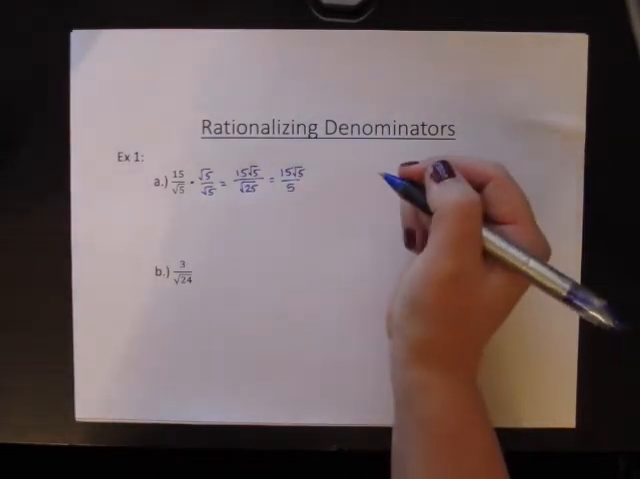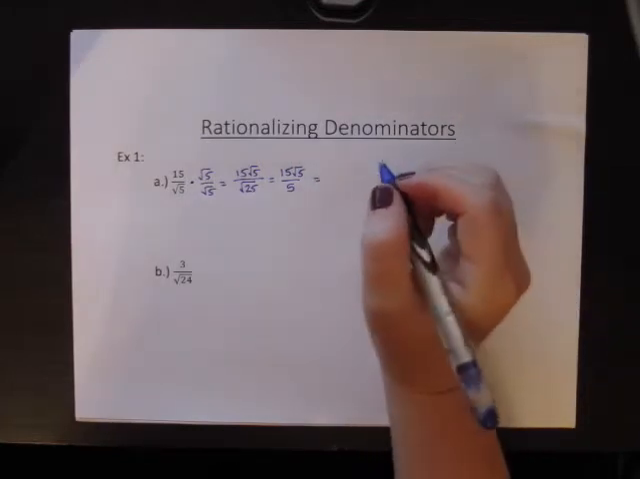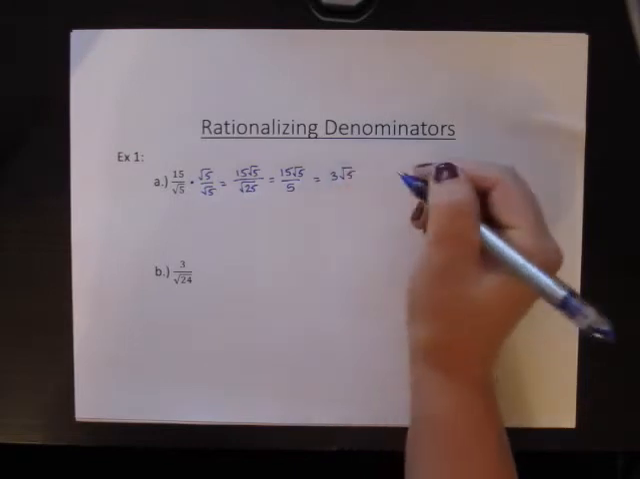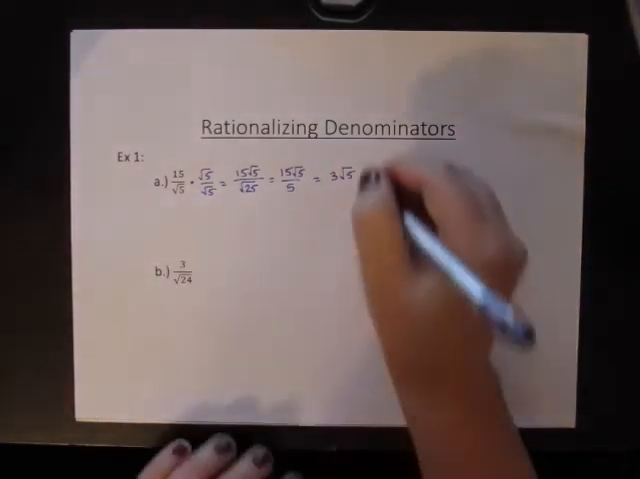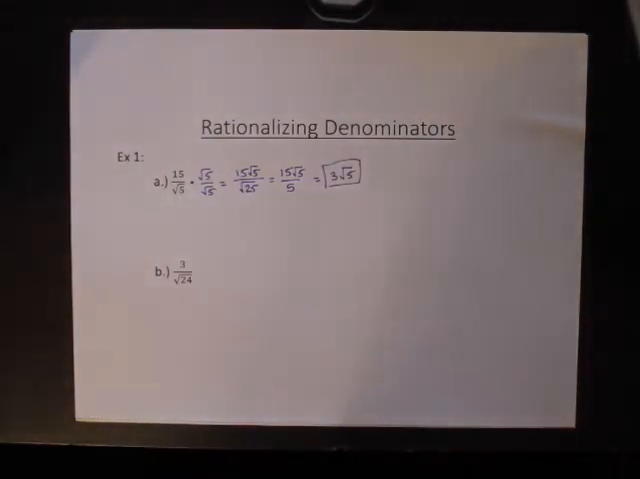Now the last thing that you have to do is simplify, because 15 divided by 5 will simplify to be 3 square root 5. So those will simplify with each other. And this is your final answer. Okay, let's try another one.